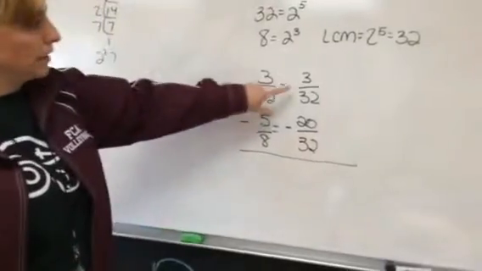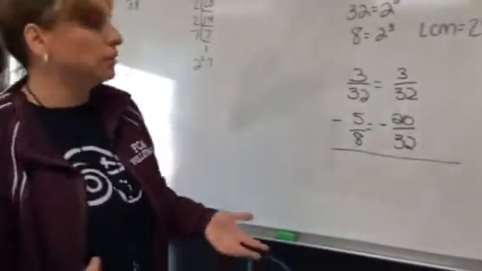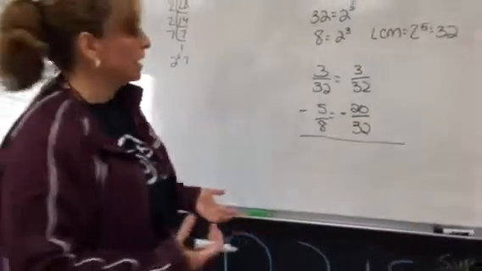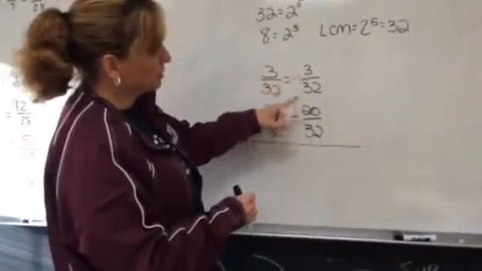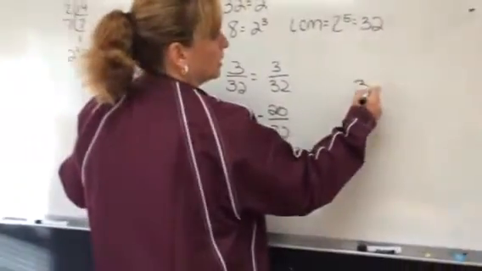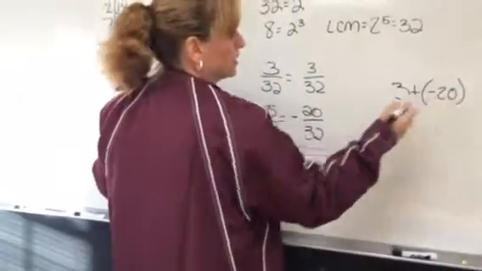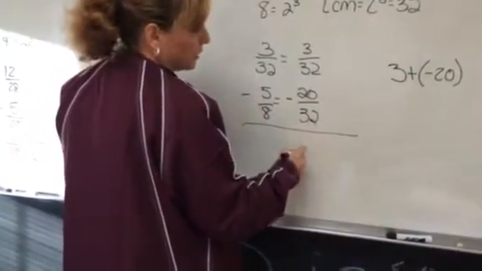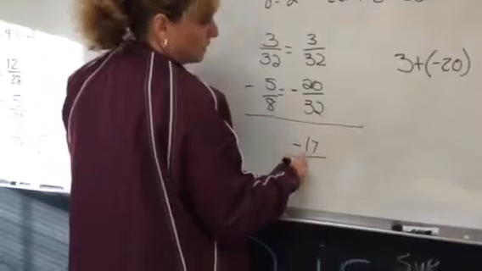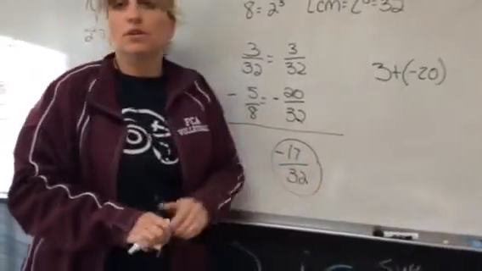Uh-oh. I have 3 32nds minus 20 32nds. You're going to have to use the rules that you learned about addition and subtraction with a negative. When you're subtracting, this is like saying 3 plus a negative 20. So you subtract the two numbers and take the sign of the bigger number. So that's going to be minus 17 over 32. Okay? So you're going to be doing that section.